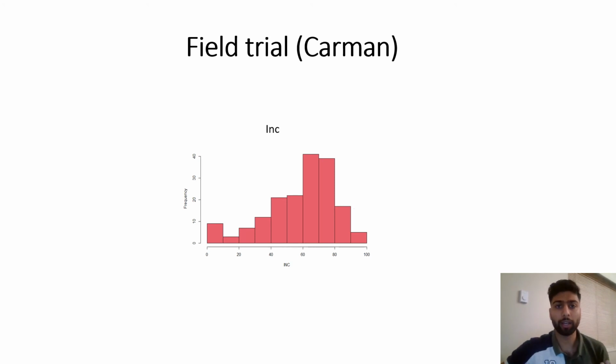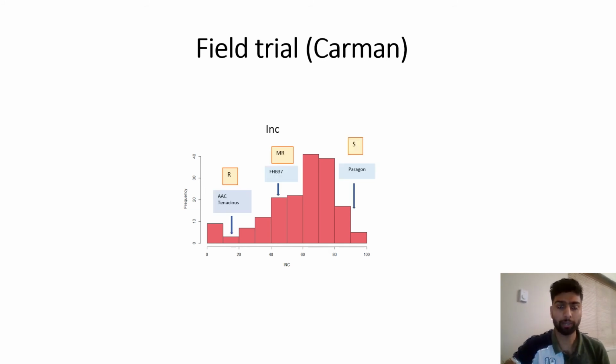And you have histograms I created for the field trial, which was at Carman, for the same population. Here the resistant check is AAC Tenacious, the moderately resistant check is FHB 37, and the susceptible check is Paragon. You can see there are lines which are more resistant than the resistant check used, and lines which are more susceptible. So these are the transgressive segregants, and there is variation within the population for resistance.